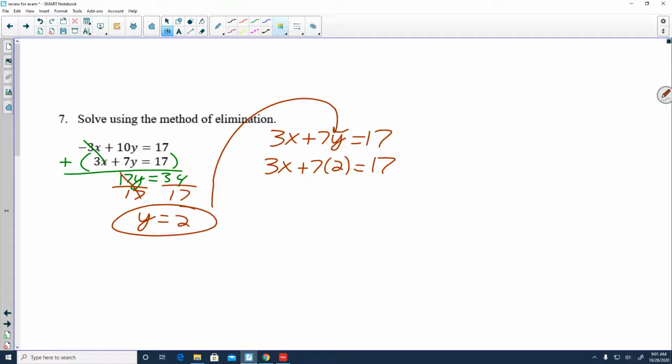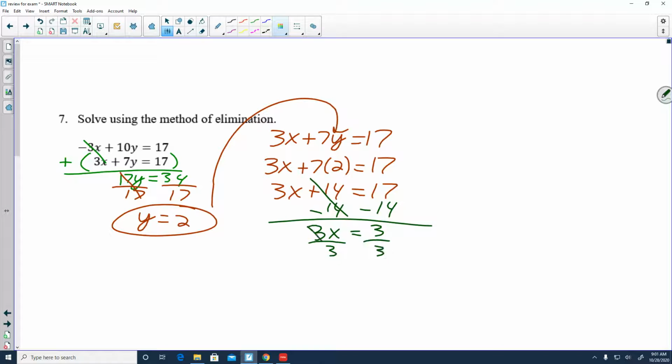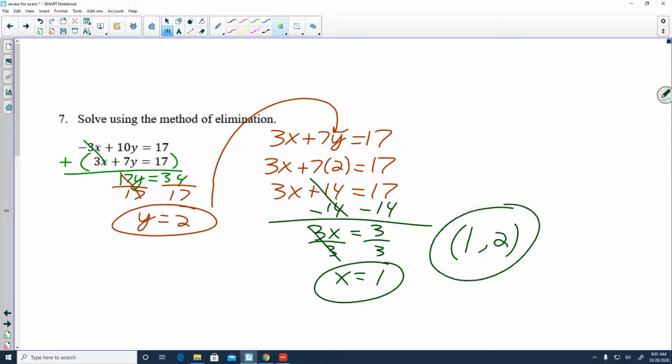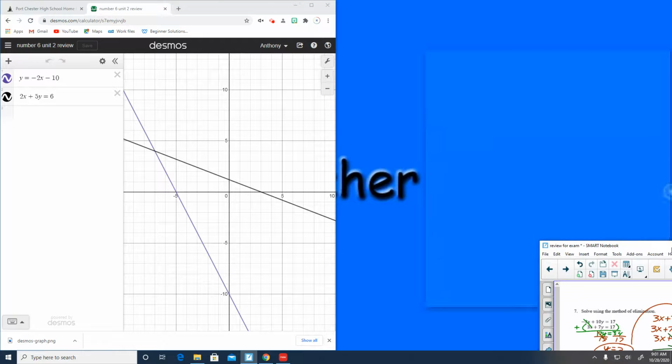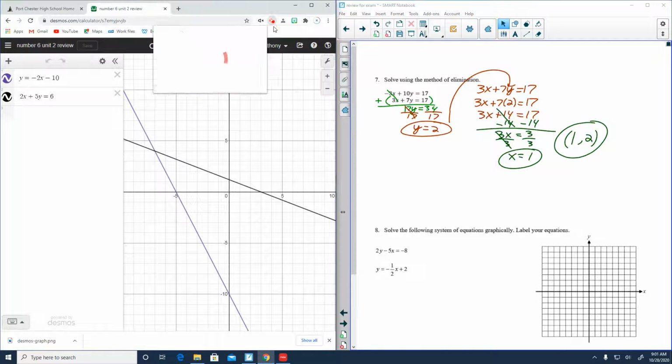Now I'm just going to solve for x. So I have 3x plus 14 equals 17. I subtract 14 on both sides. They go away here. I have 3x equals 3. And then after I divide both sides by 3, I get x equals 1. So that means that if I was to graph these lines, they would intersect at the point 1, 2. All right? So I'm not going to show you on the Desmos graphing calculator again, just to save some time. Okay? Let's just move on to the next one.